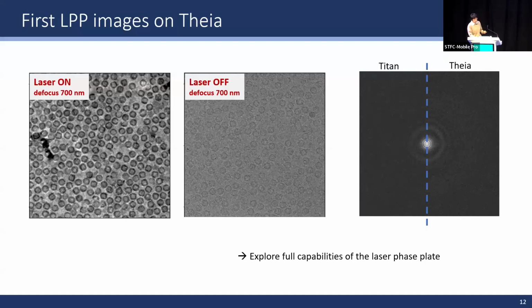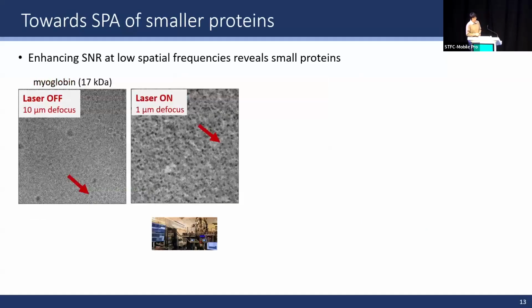One of the directions we're working towards is SPA of smaller proteins. As we know, enhancing the signal to noise ratio at low frequencies allows us to see smaller proteins much easier. This was, again, taken on the Titan microscope, and is myoglobin, which is only 17 kilodaltons. With a 1 micron defocus and the laser on, we can easily identify these particles, whereas with the laser off, even at 10 microns defocus, it's really hard to see these particles.